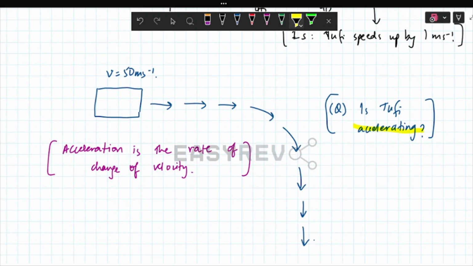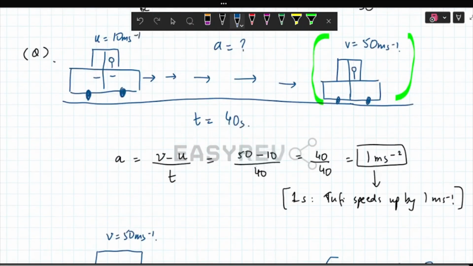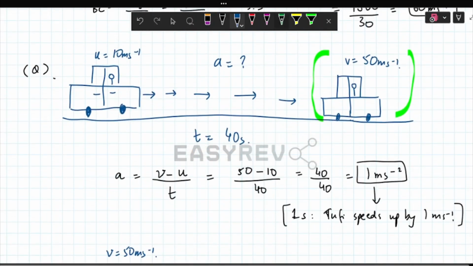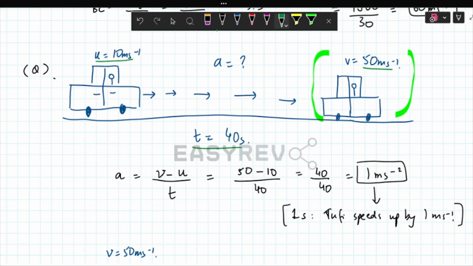Now comes the next question. When is it that we even encounter a change of velocity to begin with? Well, for this, one very obvious answer that we might think of is that velocity will change when its value changes, which is precisely the scenario we saw previously. We saw Tufi changing his value of velocity from 10 meters per second to 50 meters per second in some time duration. But this time the direction wasn't changing.